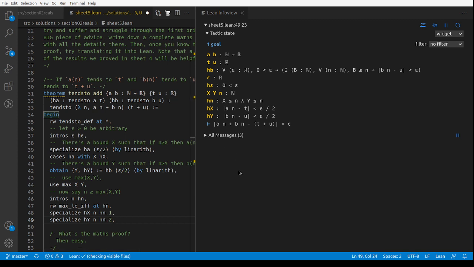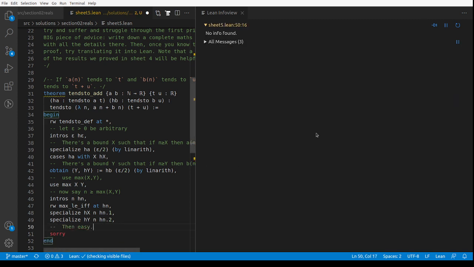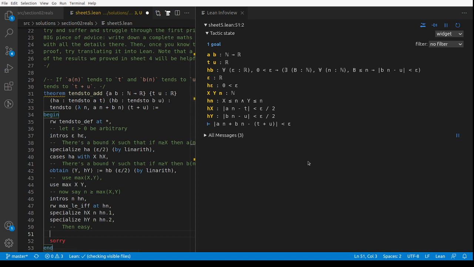And so now we are closer to Linarith doing it. So right, yeah, then it's easy. We have to convince Lean that now it's easy. We're saying that an is within epsilon over 2 of t, bn is within epsilon over 2 of u, and therefore the sum is within epsilon of t plus u.